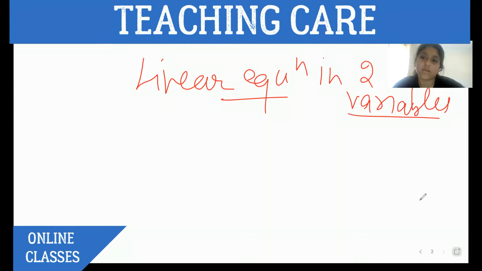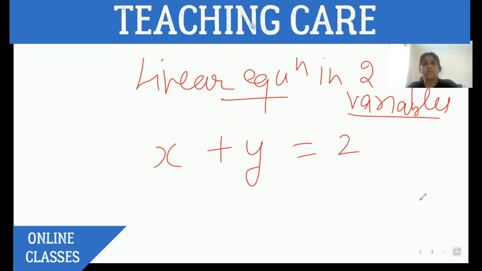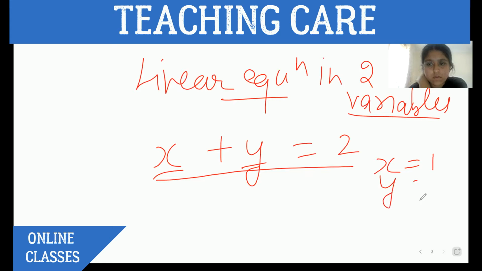So what happens in a linear equation in two variables? I will write x plus y is equal to 2. Now two variables are there, x and y. Both are different. Maybe they will have the same value or maybe they will not. Like in this equation, if I find the solution, there is a possibility that x and y are both 1, and it gives me 1 plus 1 is equal to 2. This is the first possibility.